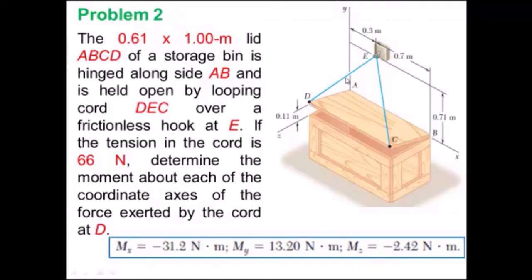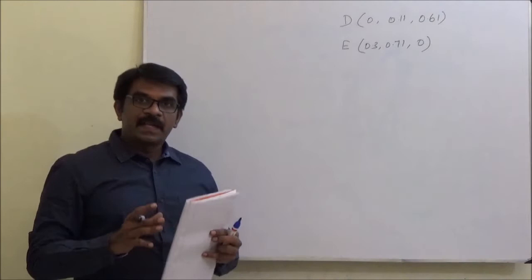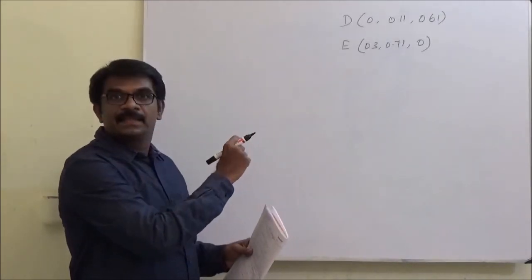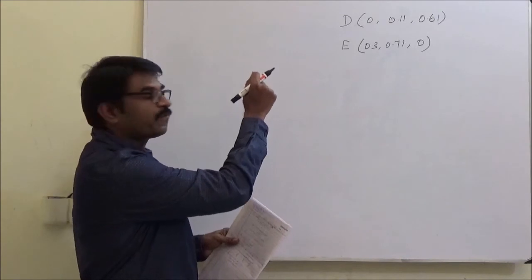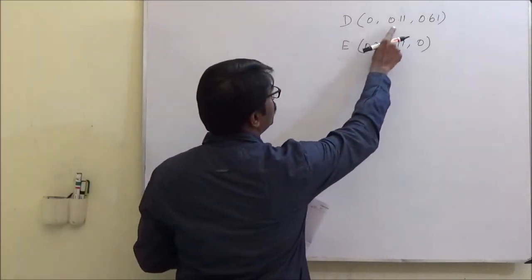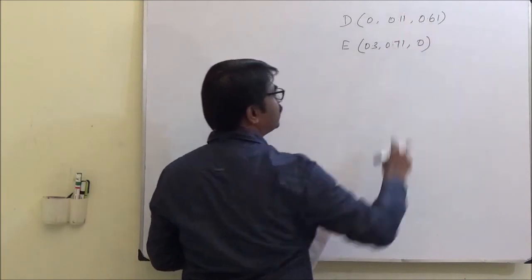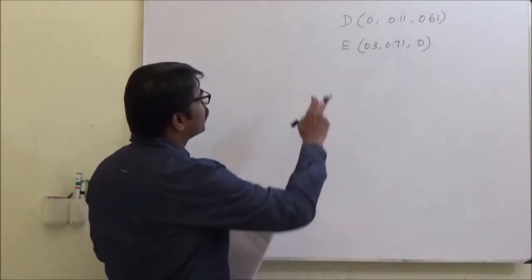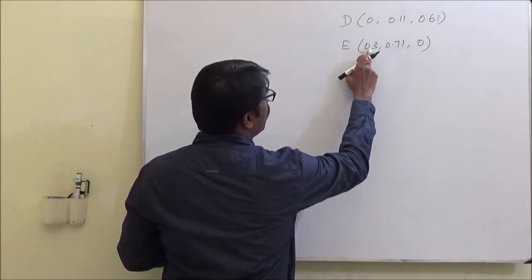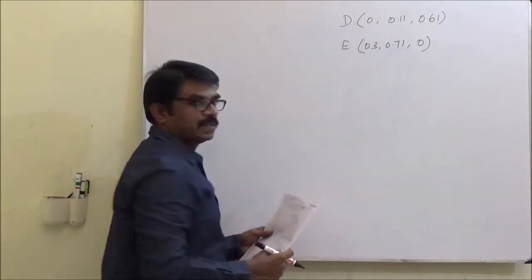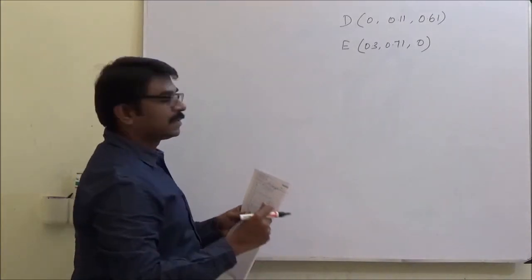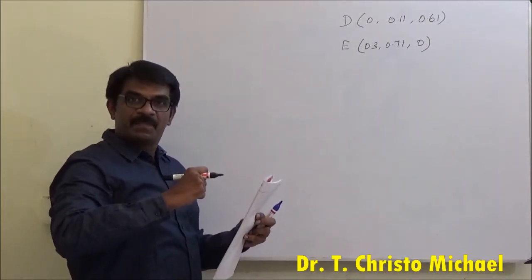The D coordinate is known, E coordinate is known, so we'll be able to find this force vector, and then we can find out the moment about each of the axes. From the diagram, the coordinate of point D is 0, 0.11, 0.61. You can refer to the diagram. Point E is 0.3, 0.71, 0. And the string is pulled from D.